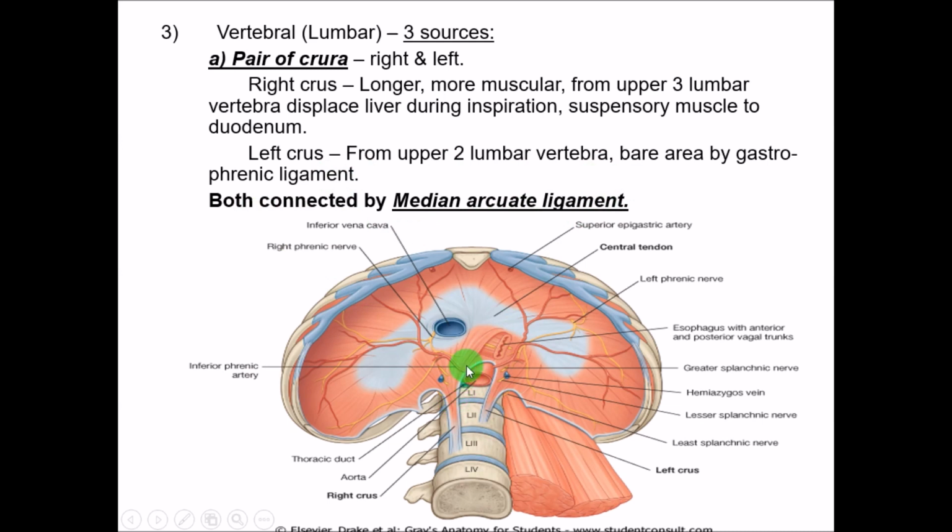In between them, both are connected. The right crus and the left crus are connected by a ligament here. This is called the median arcuate ligament, and behind that will be the aorta. We'll talk about that later. Aorta as well as the thoracic duct. So this is the right crus and the left crus. This part is called the vertebral part, which is taking origin. This is the origin of the diaphragm. Some part takes origin from the sternum, some from the costal cartilage as well as the ribs, and some part takes origin from the vertebra itself.